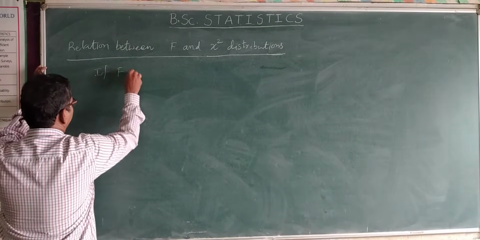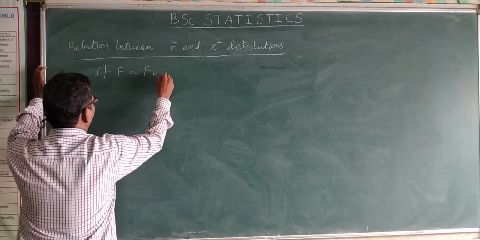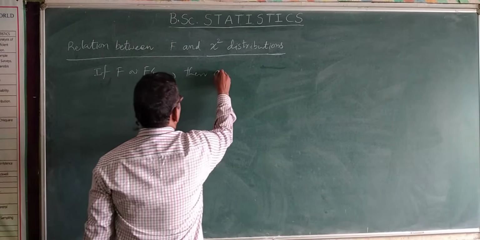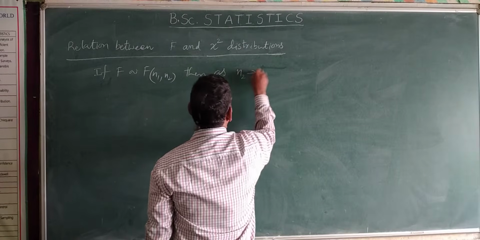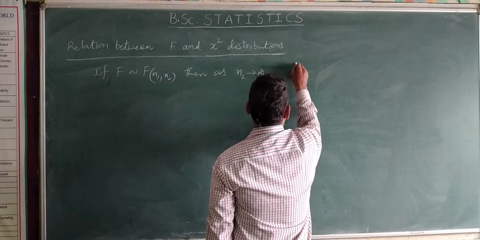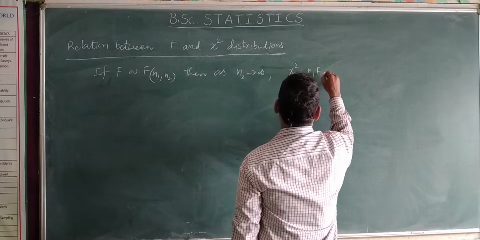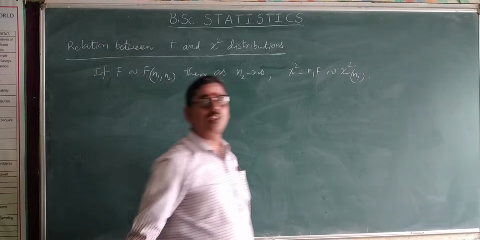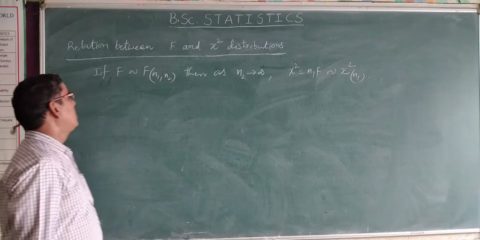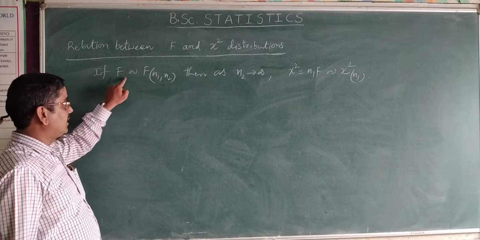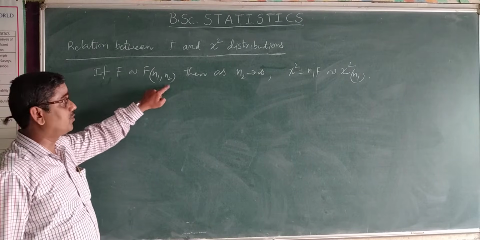If F follows the F distribution with n1, n2 degrees of freedom, then as n2 tends to infinity, let chi-square equal n1 F, which follows a chi-square distribution with n1 degrees of freedom. This is the relation. F is a statistic. It follows the distribution with n1 and n2 degrees of freedom.